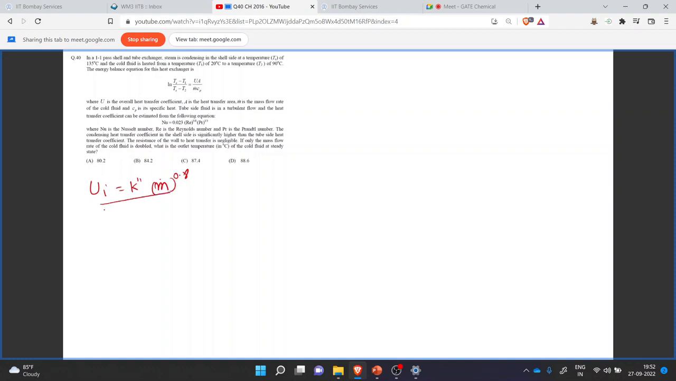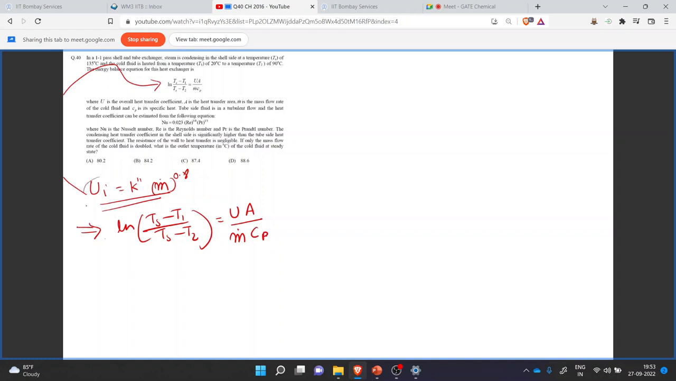From the given side, we have this information. Now let's just use this equation. That is, ln of (Ts minus T1) upon (Ts minus T2) is equal to UA upon m dot Cp.